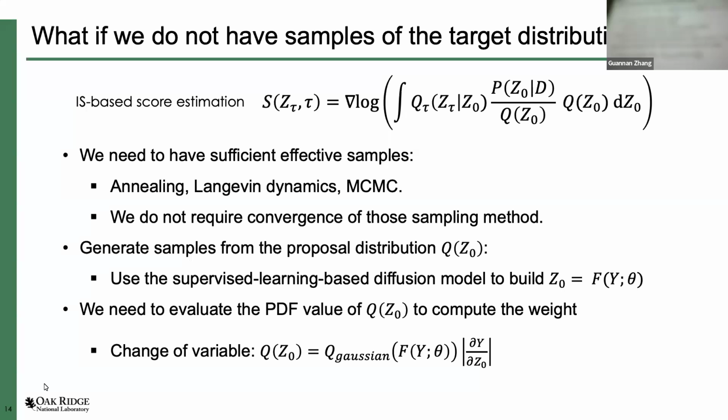In this case, we don't need that. And there's another thing we need to look at here: to compute the ratio, you need to know the PDF value of the proposal distribution, which we don't know.